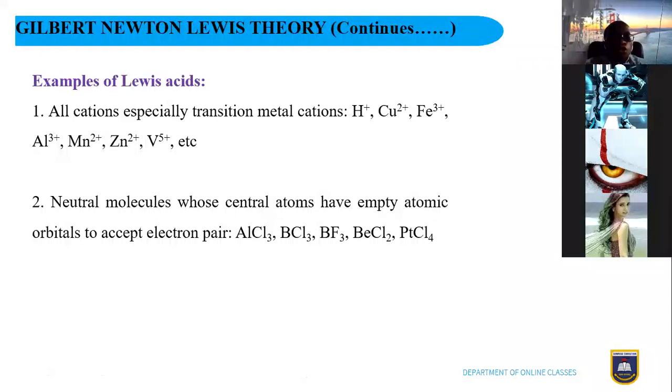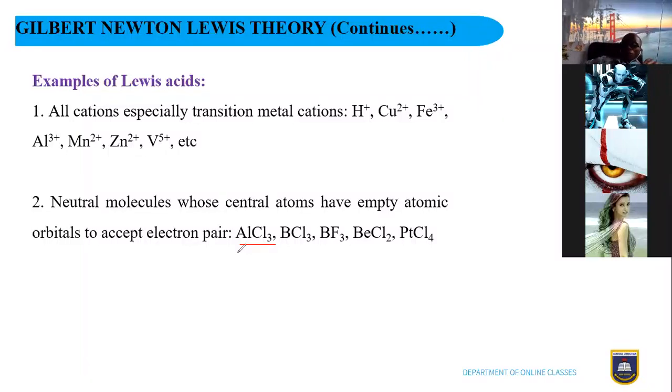Then 2, neutral molecules whose central atoms have empty atomic orbitals to accept an electron pair are also examples of Lewis acids. You see examples I've given here: aluminum chloride, boron chloride, and so on and so forth. They are neutral molecules, they have no charge. They also act as Lewis acids because of their central atoms. Very often the elements that are written first are the central atoms. Then the most electronegative elements become what we call surrounding atoms because they surround the central atom.